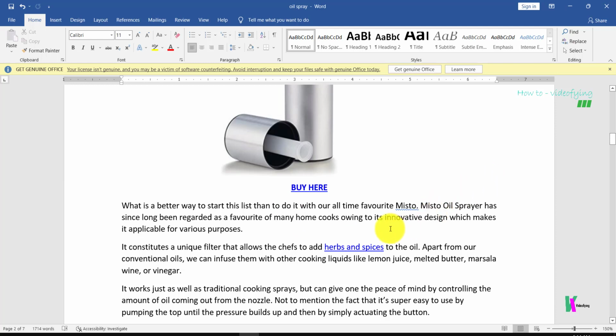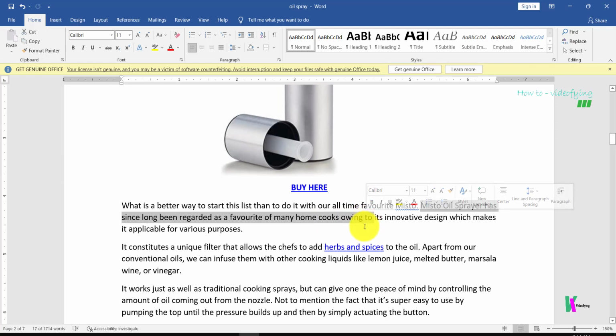You can see here we have explained that this Misto oil sprayer has been regarded as a favorite of many home cooks. This sentence will be incomplete if we don't add the feature or the reason why it's the favorite of many home cooks. So here we have explained that it has an innovative design which makes it applicable for various purposes. This is the number one benefit.